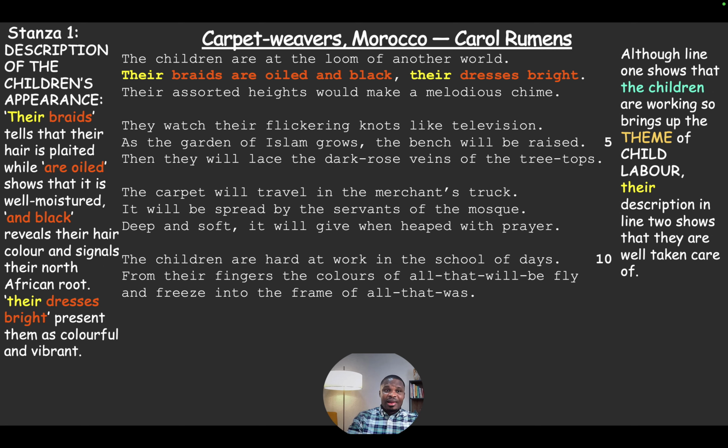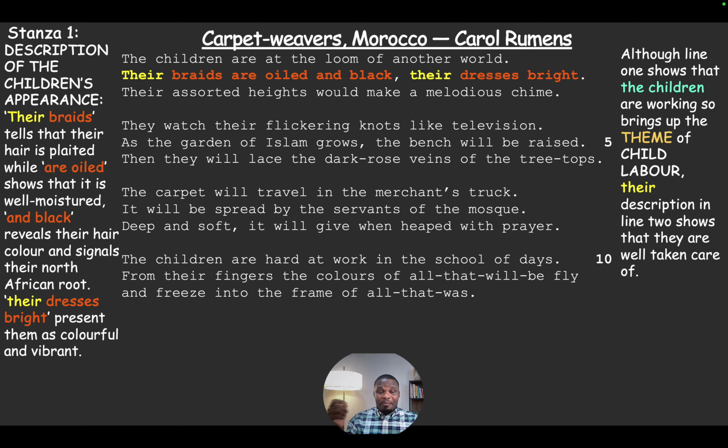In the second line of the poem, we see the description of the children's appearance. She says "their braids," so that tells us that their hair is plaited. "Are oiled" shows that it is well moisturized. So these children are taken good care of. And "black" reveals their hair color and signals that they are likely of North African origin. That may not be the case, but that's where Morocco is located, so we can come to that inference.